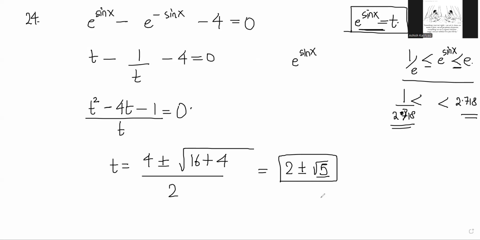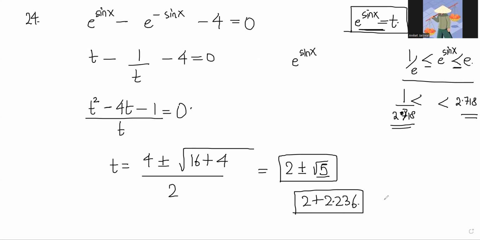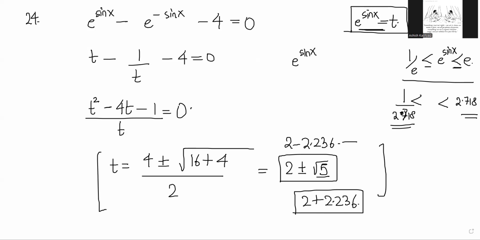So this you can now check. Root 5 is 2.236. So 2 plus 2.236 is not possible, and 2 minus 2.236 is also not possible because it's negative. The roots that you're getting from the quadratic do not fit the variable's possible values. So 0 real roots. Do you understand what is happening?